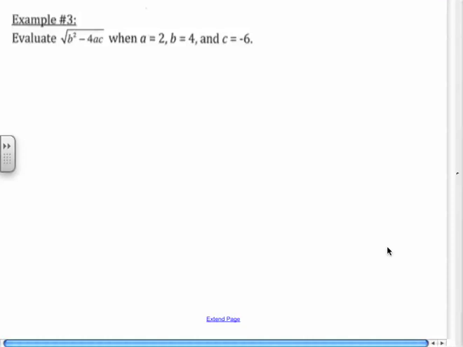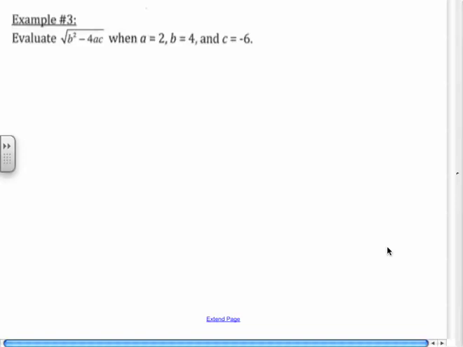All right, folks, example number 3. It says evaluate the square root of b squared minus 4ac when a equals 2, b equals 4, and c equals negative 6. Well, it's not that much harder. I just plug in and simplify.